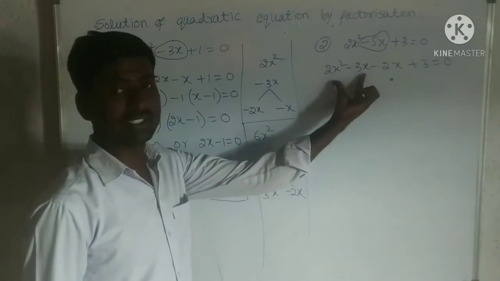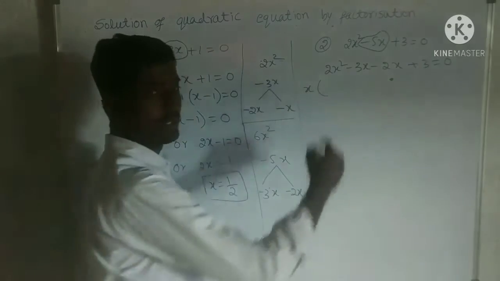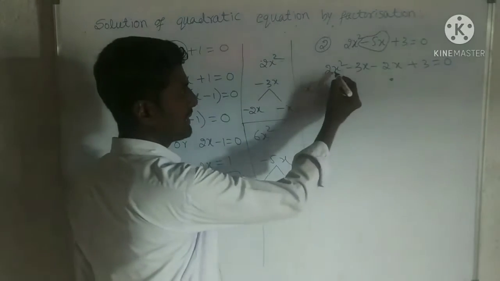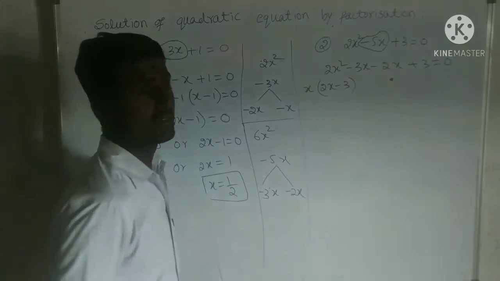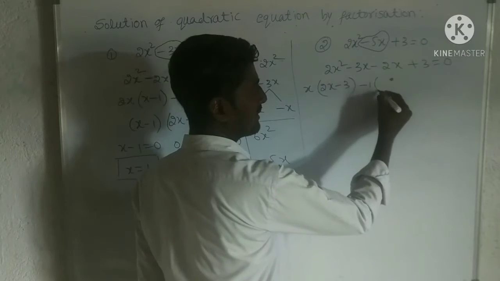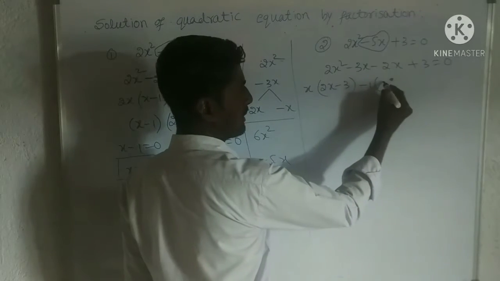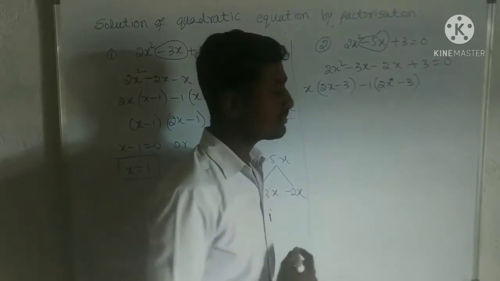Now, in these two terms, which is common? x is common. Let us take x outside. What will be there inside? Here it is 2x minus 3. Now in these two, what can I take common? Minus 1 I will take. If I take minus 1, this will become plus 2x and this will become minus 3.